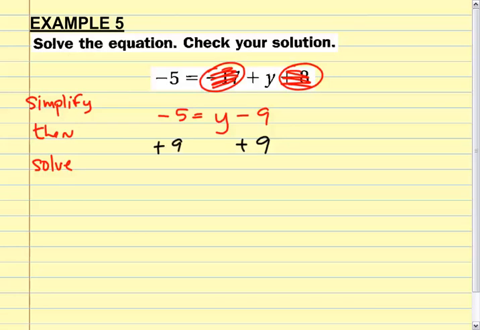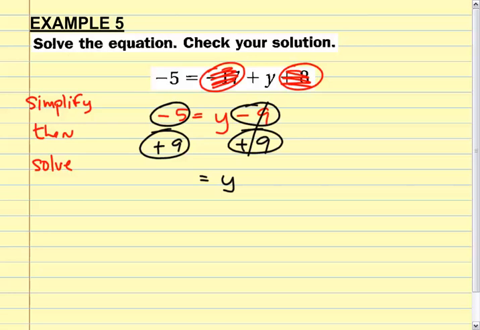And now, David, what happens to these two terms? They cancel out. And I'm left with y. And what happens to these two, David? They add and it becomes 4. It becomes positive 4. Nice.